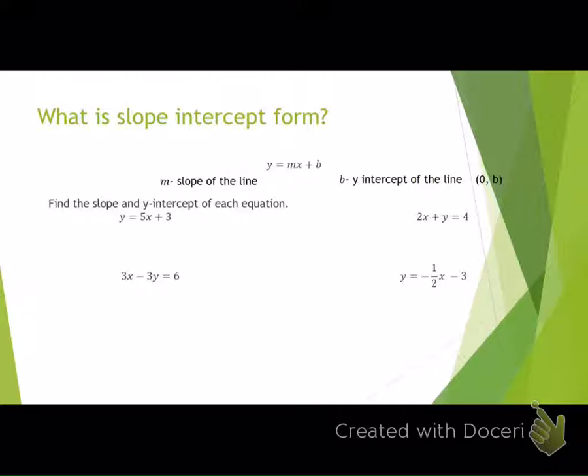So what exactly is slope-intercept form? Slope-intercept form is y equals mx plus b, where m is the slope of the line. Remember, slope is a change in y over a change in x, which is a rise over run.